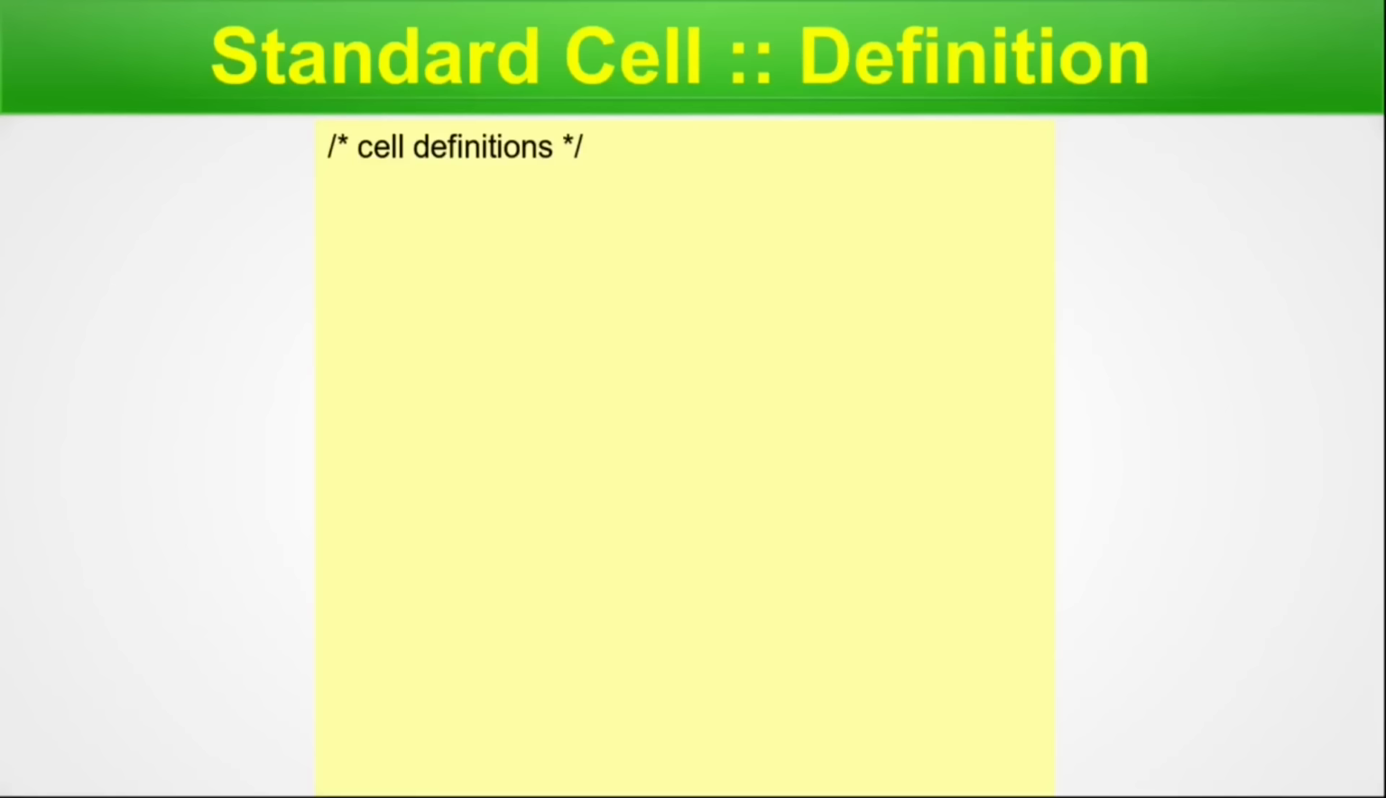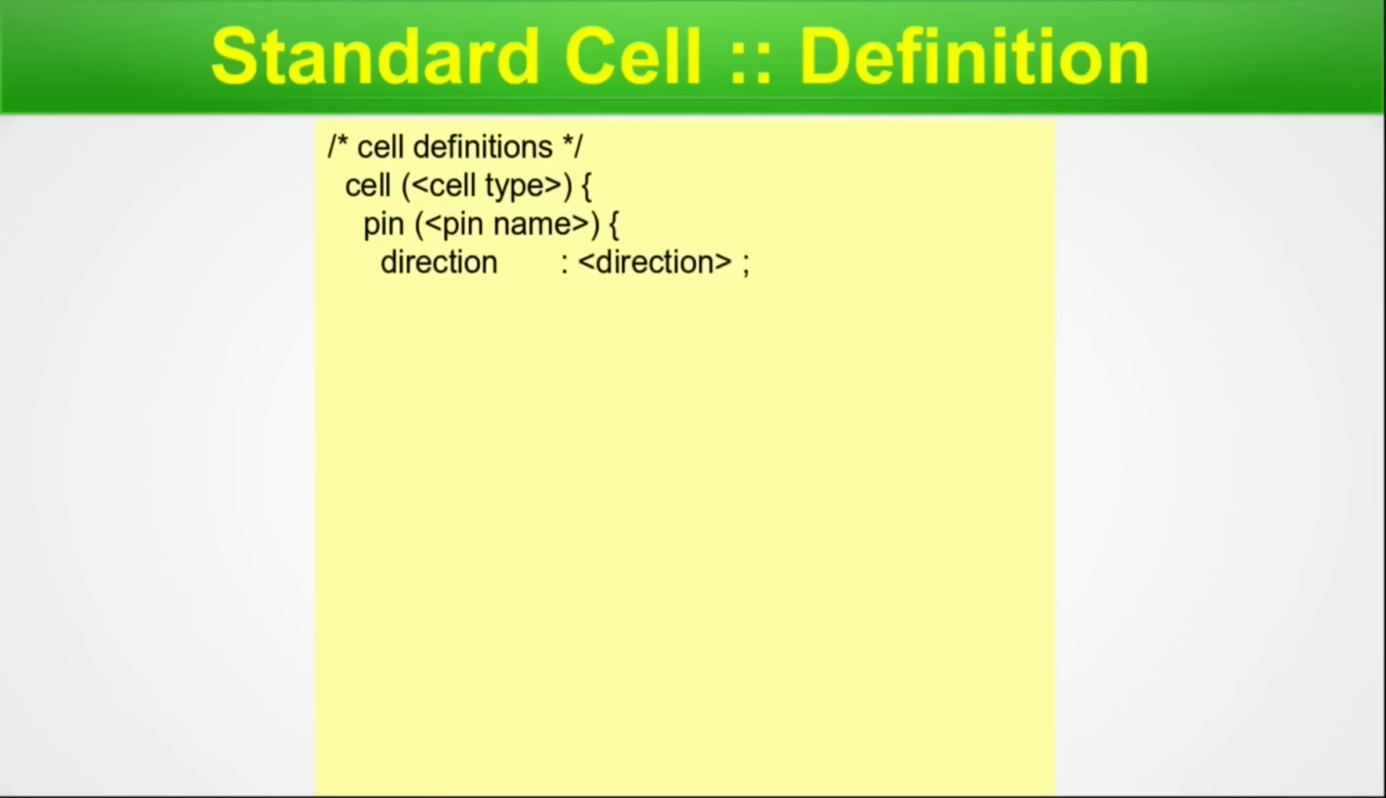Here goes our comment, cell definition, then cell, then cell type, pin name, direction. Here I'd like to emphasize that cell type will contain the name. From that you can check whether it's a logic family, or a sequential, or a latch, etc., or it's a special cell.